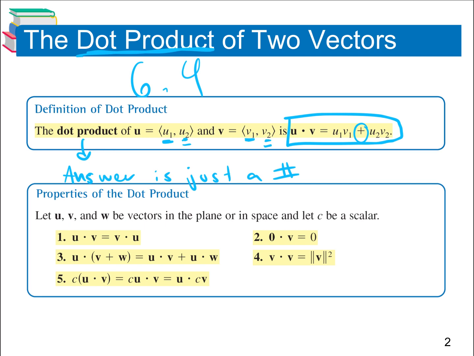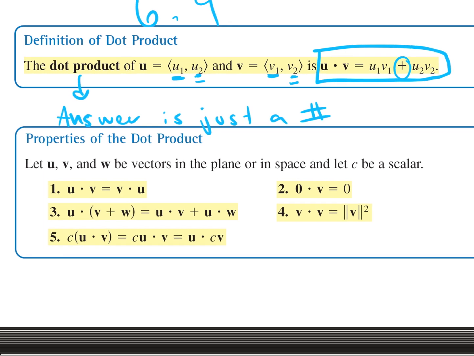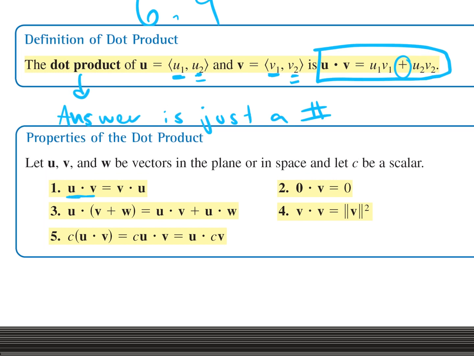So we have a few properties for dot product. You can take the dot product of u and v, which would be the same thing as v and u, so the order doesn't matter. For number 3, if we had 3 vectors, you could either add the two together, so do the parentheses first, and then take the dot product of u with that, or you could take the dot product of u with v and the dot product of u with w, and then add them. So the order doesn't matter there either.